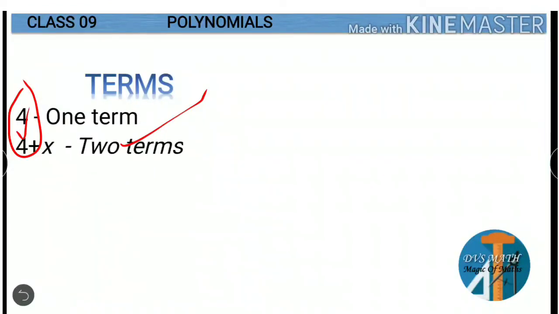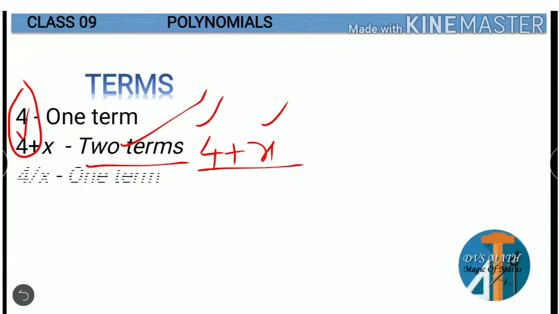4 plus x. If I consider 4 plus x, here we have an operation between a constant and a variable. So here we can consider 4 is one term, x is another term. So it is two terms. We'll go next.